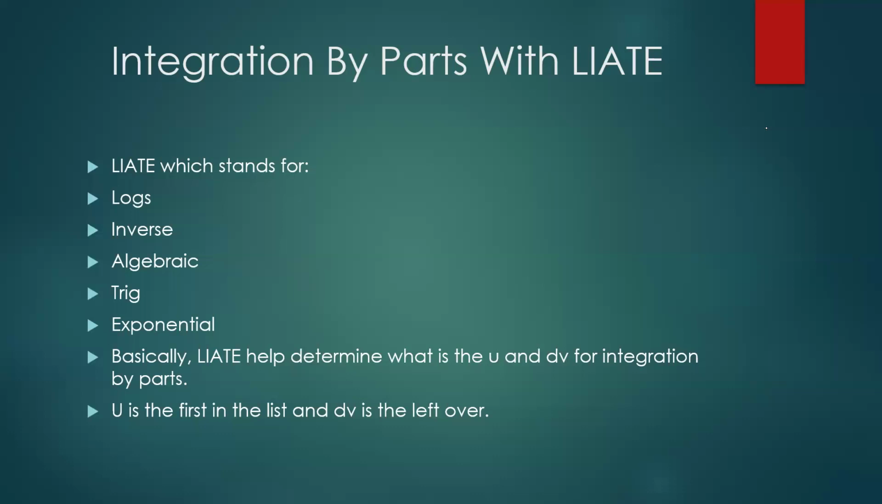In the previous lecture, I said that U is usually the simpler one, the one that you can take the derivative of very easily. But this is just another way of figuring out what your U could be. U is the first on the list, and DV is the leftover. So what do I mean? Let me show you an example.